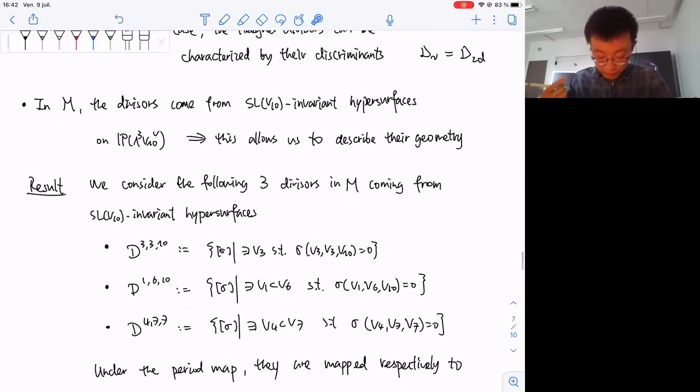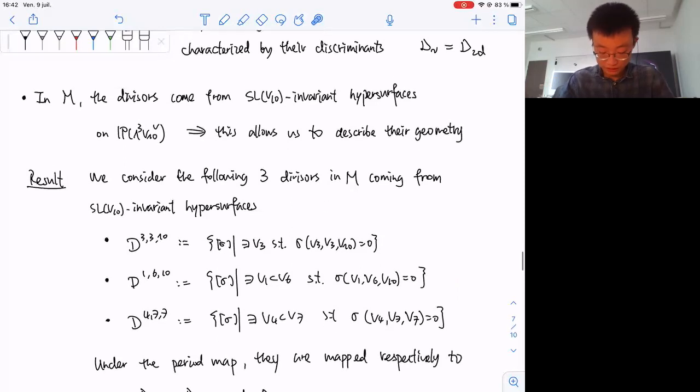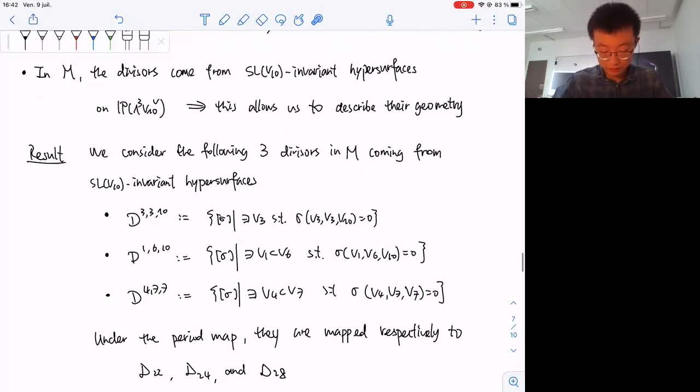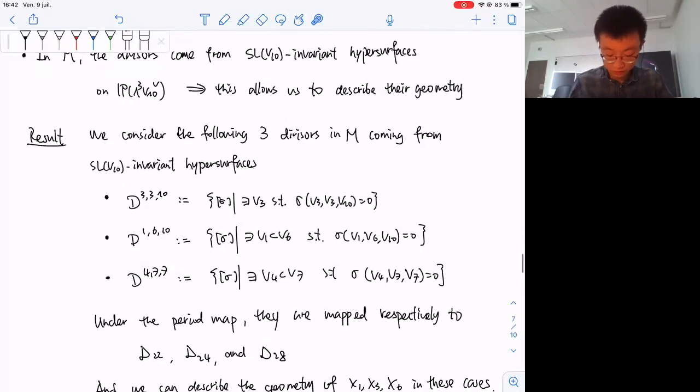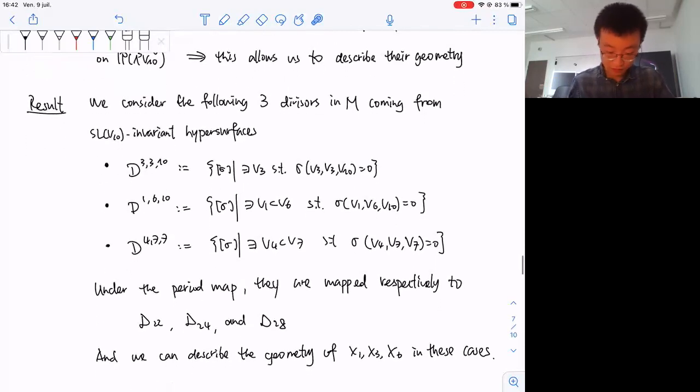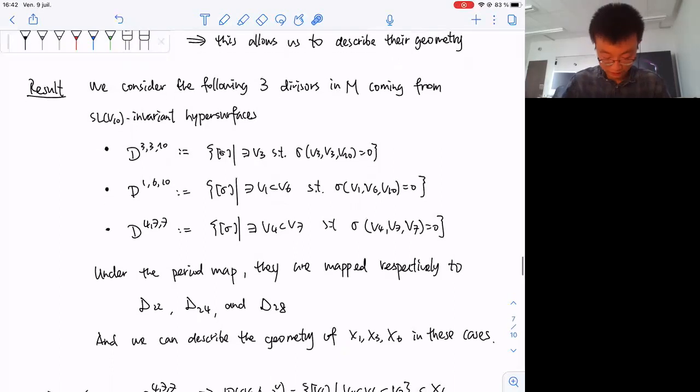By a parameter count, we can show that these are actual divisors in the moduli space. Under the period map, these 3 divisors are mapped to Heegner divisors in the period domain: D20, D24, and D28, where the index is the discriminant of the corresponding Heegner divisor. What's more interesting is that, since we have this description, we can use it to study the geometry of the varieties in these situations.